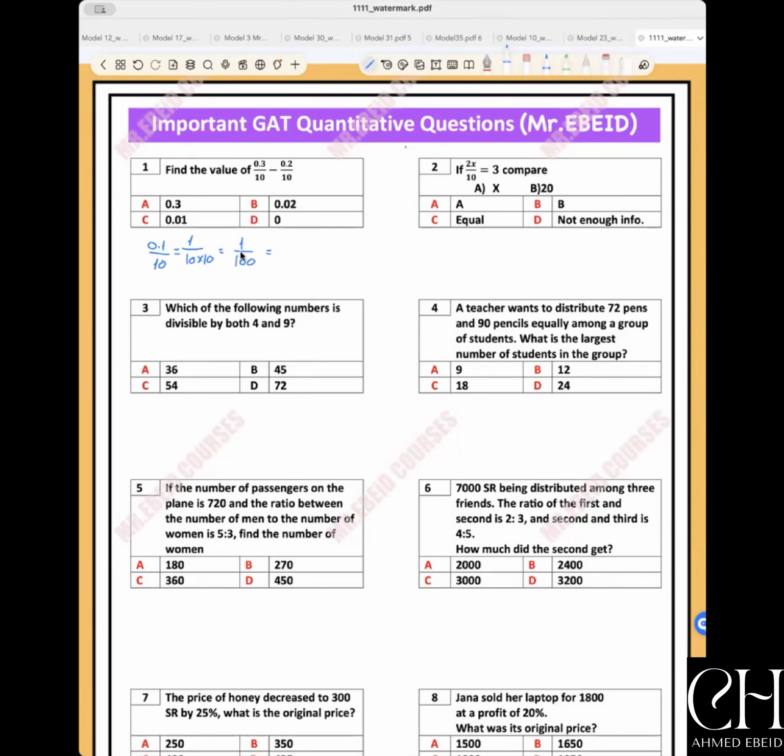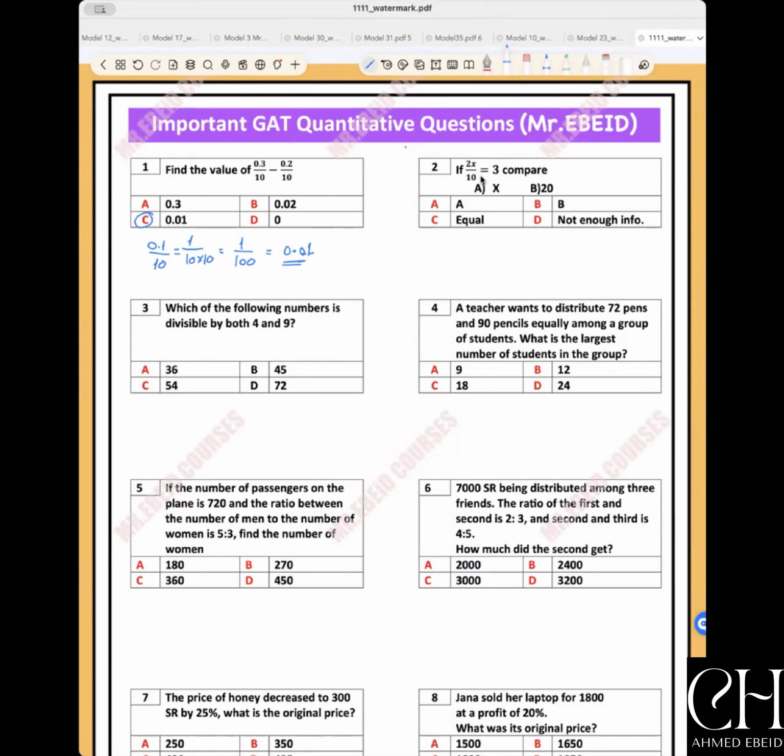If you want to change 1 over 100 into a decimal, just write down the decimal point. You have two zeros in the denominator, write them down, and write 1 here, and put 0 and 0. So the answer is 0.01, which is C.